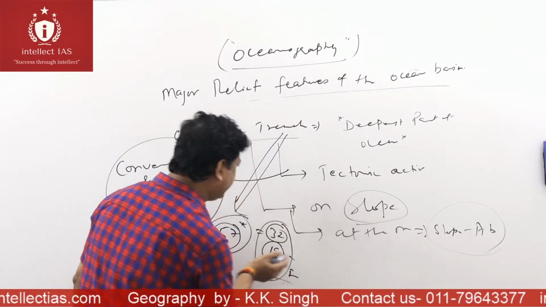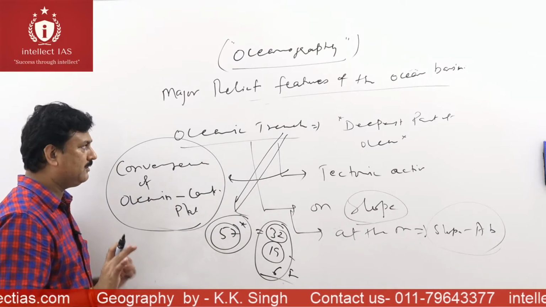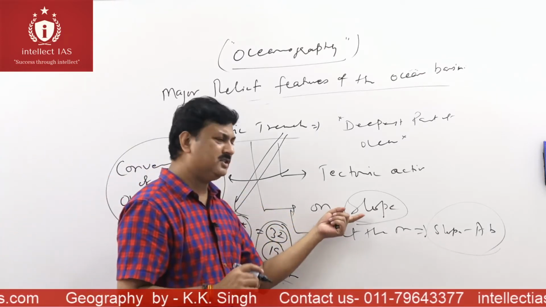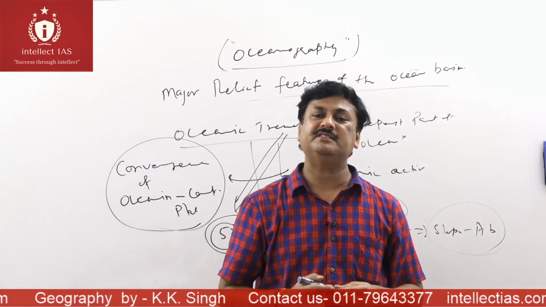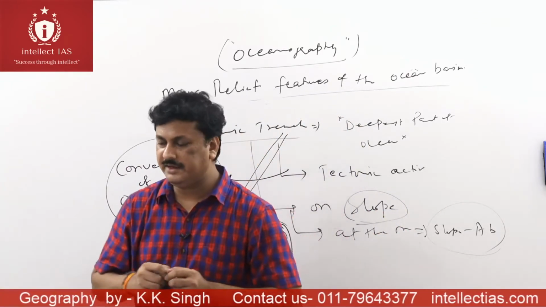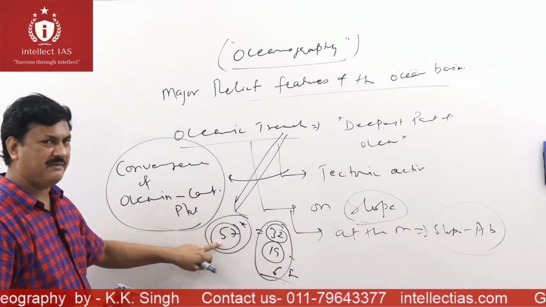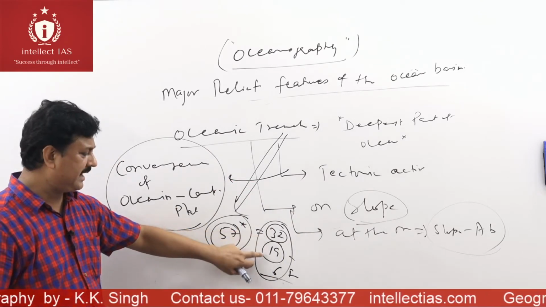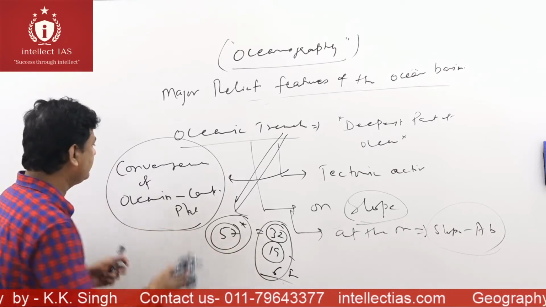These are the deepest parts of the ocean, located either on the continental slope or at the margin of the continental slope and abyssal plain. Till date we have discovered 57. Out of 57, 32 are in the Pacific Ocean, 19 in the Atlantic Ocean and 6 in the Indian Ocean.